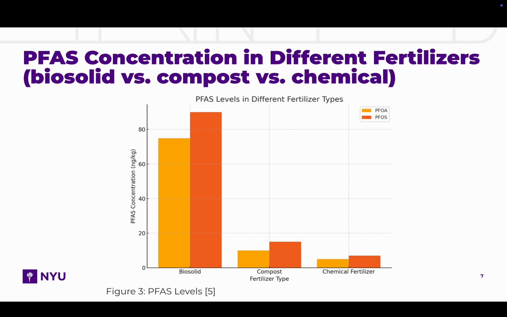This is because compost can sometimes include contaminated items like food packaging or treated textiles, though the overall input is less concentrated than in biosolids. Chemical fertilizers have the lowest PFAS concentrations, PFOA at 7 nanograms per kilogram and PFOS at 9 nanograms per kilogram, mainly because they are synthetically manufactured and do not include organic waste inputs.